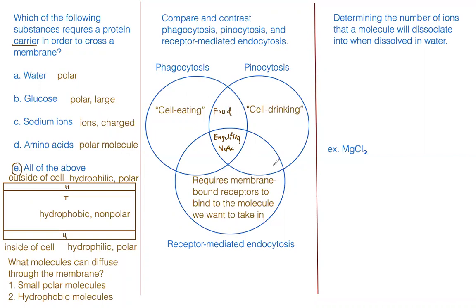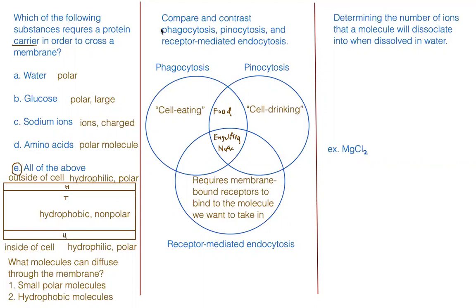Between pinocytosis and receptor-mediated endocytosis, there's not too many similarities, so I'm not sure if I'd put anything there. Except for the fact that, again, these receptors might be related to water molecules or some kind of liquid. Same goes with phagocytosis and receptor-mediated endocytosis. So I'm just going to leave those blank for now. But again, if you feel you want to add anything there, please feel free to do so.